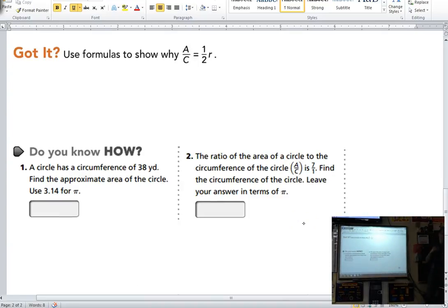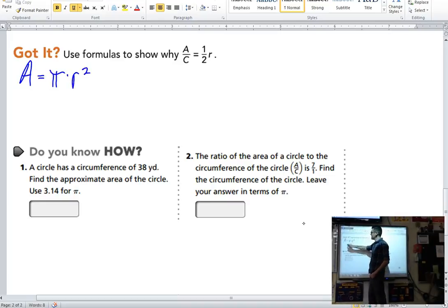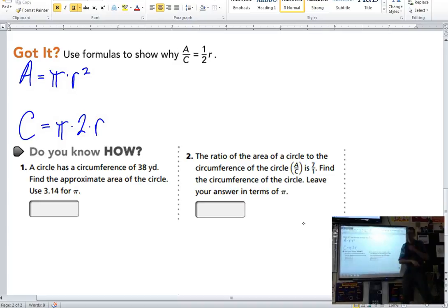If we wanted to build this formula, if I compare area with circumference, so area is pi times radius squared, right? And circumference, we're just going to play with numbers for a second, is pi times 2 times radius, if we use those formulas. Then couldn't I, in each of those, isolate the radius? Could we isolate the radius there? Yes.